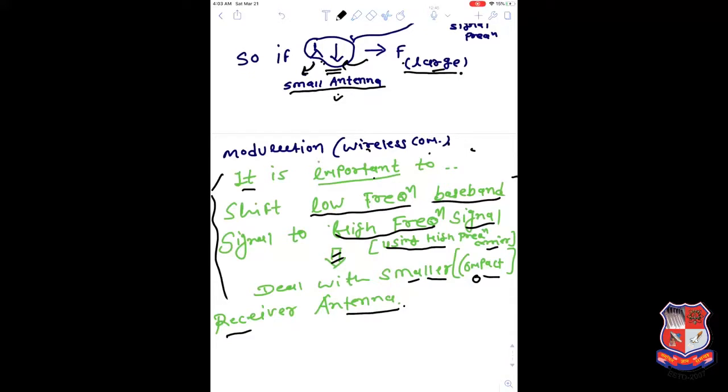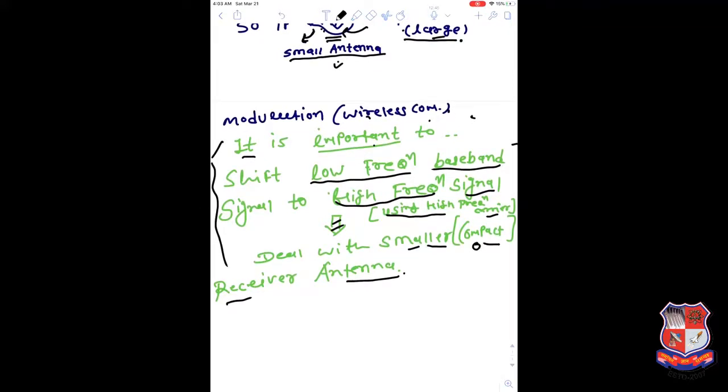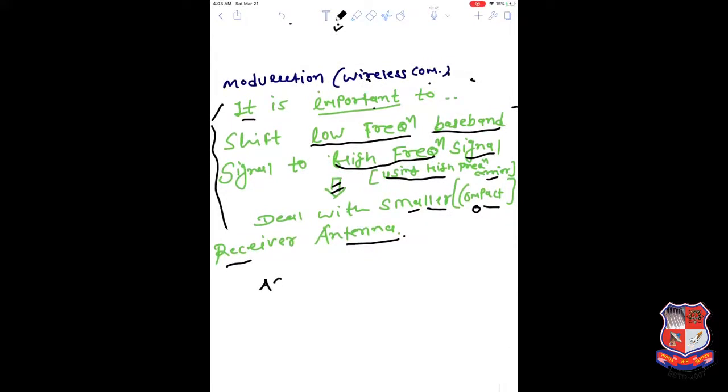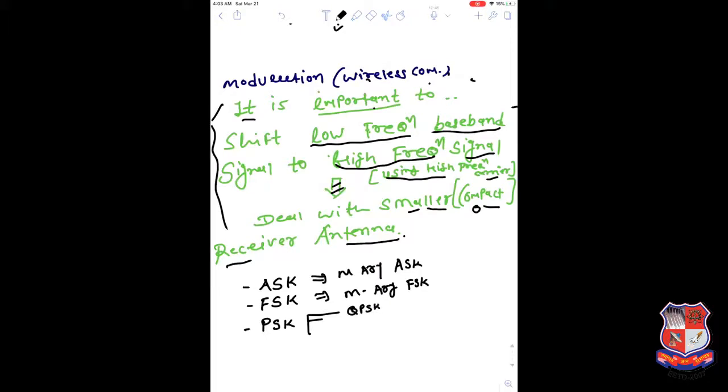Now in the next lecture, we will discuss the various methods of modulation, like amplitude shift keying, then frequency shift keying. In amplitude shift keying, we will discuss the M-ary ASK signal. In frequency shift keying also we will discuss the M-ary FSK signal. Then we will discuss phase shift keying, and in phase shift keying we basically discuss QPSK and BPSK. If we combine amplitude shift keying and phase shift keying in some way, we have quadrature amplitude modulation. We will discuss quadrature amplitude modulation in the next lecture.